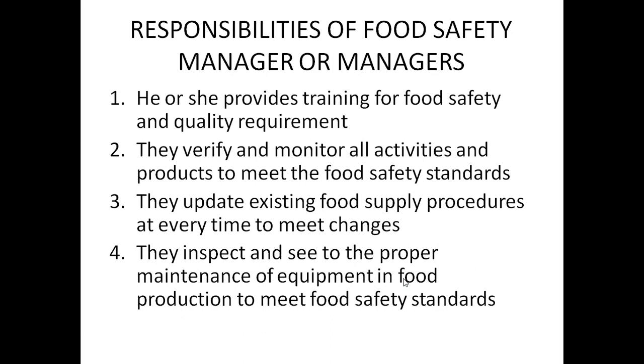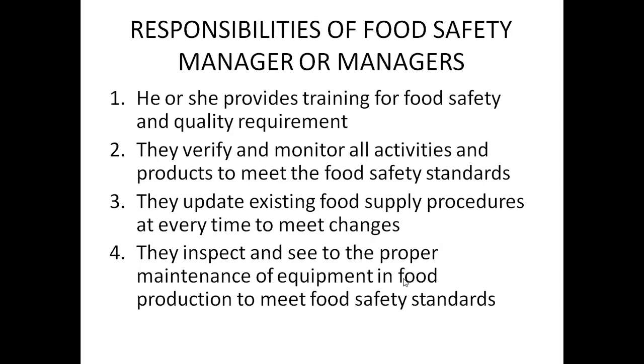He or she provides training for food safety and quality requirement. He provides training for food safety and quality requirement. Now, he's in charge, he's the boss. So for these food providers to function well, the manager will have to organize training for them. He will counsel them, he will tell them everything they need to know about how to handle food so that they will carry out their own functions. Then it means that they will give them the quality requirement, the quality counseling, and the training they require to know what they are supposed to do and to do it right.